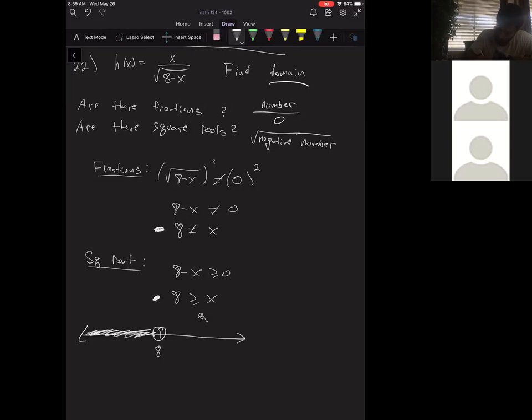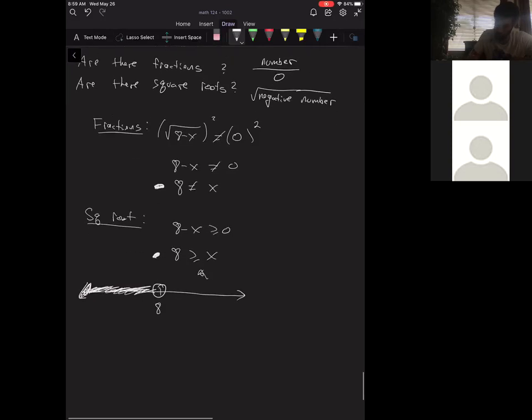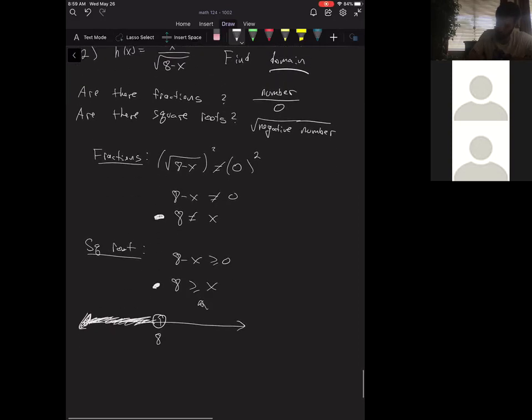So taking both into consideration, we get this. It says x has to be less than or equal to 8, so we can be less than 8, that's okay. But the fraction condition says x is not allowed to be 8, so we get rid of 8. This is going to be our domain for this problem. In interval notation, it's minus infinity all the way up to 8, with parentheses.